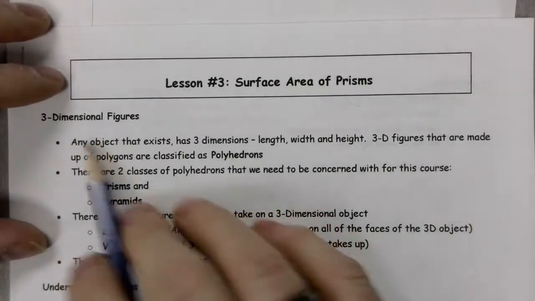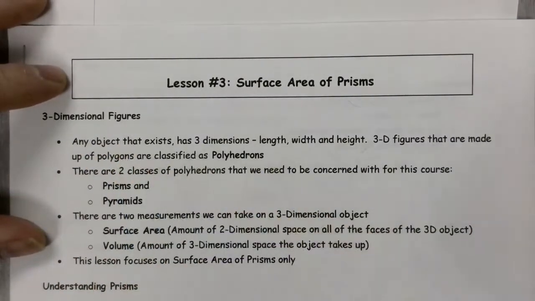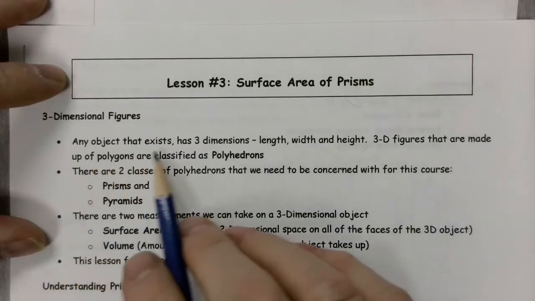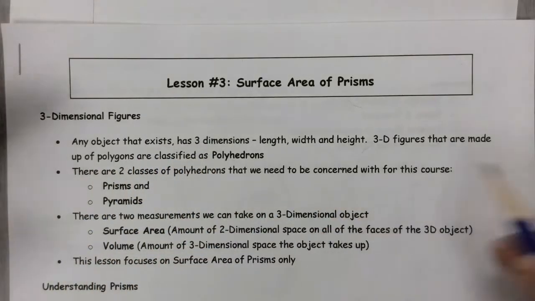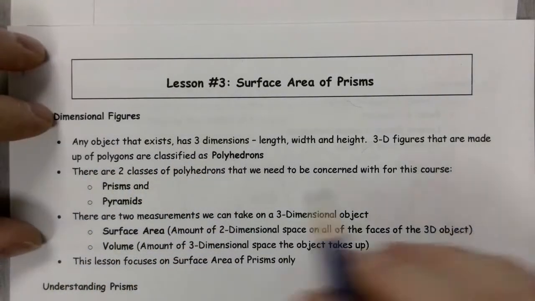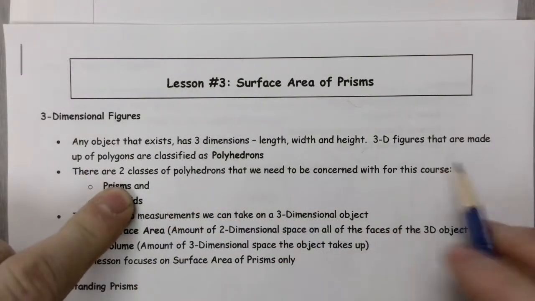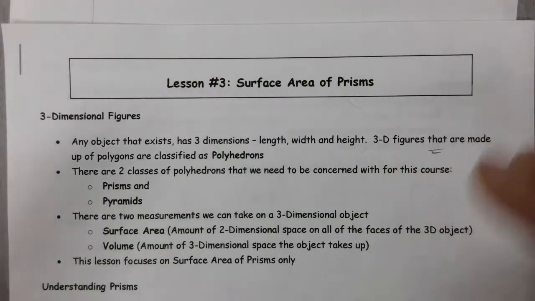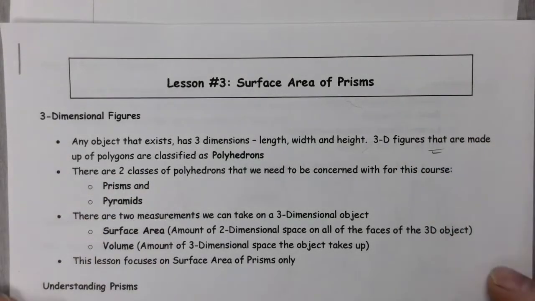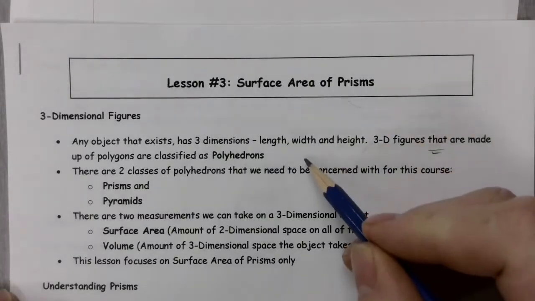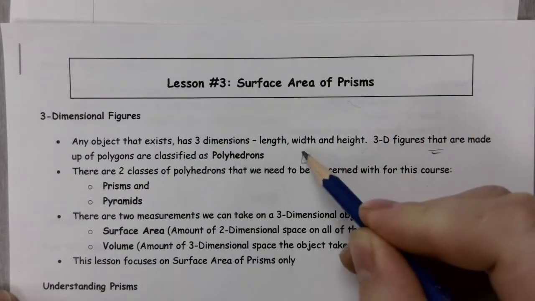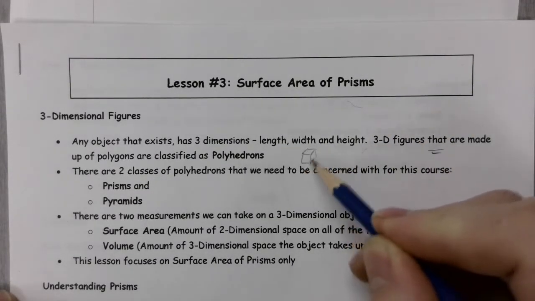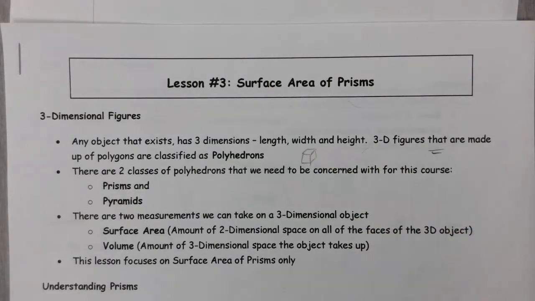First of all, we're going to talk about three-dimensional figures, because that's really what a prism is. In fact, any object that exists has three dimensions to it: length, width, and height. So 3D figures made up of polygons are called polyhedrons. It's just a fancy word for something that's made up of a bunch of polygons. A classic one would be a cube, which is a polyhedron made up of a bunch of squares. So you get the idea.